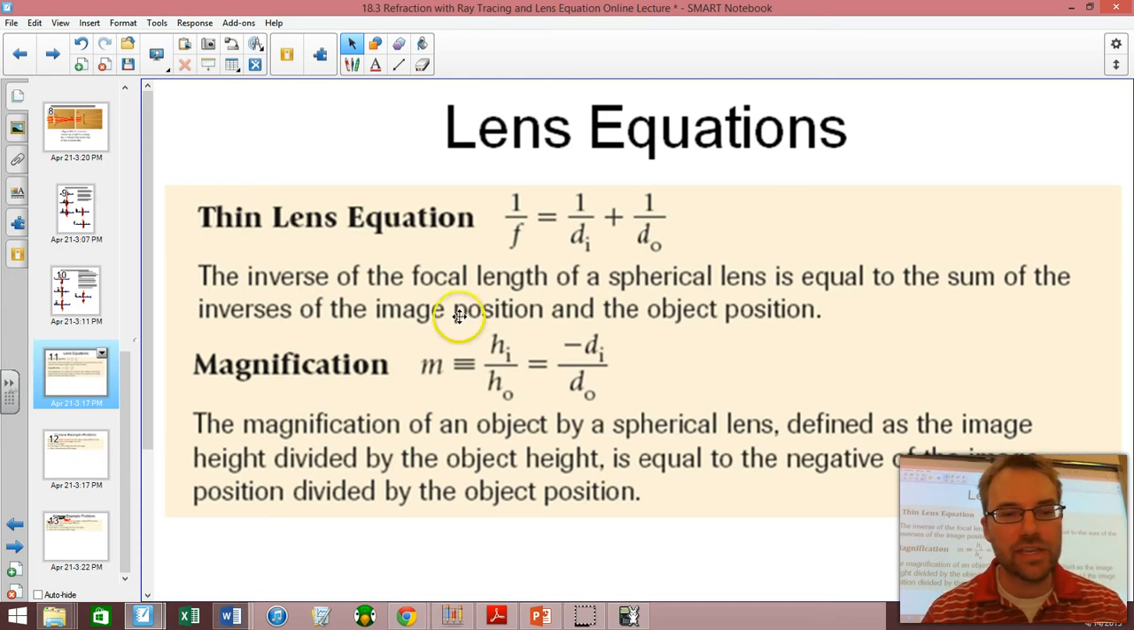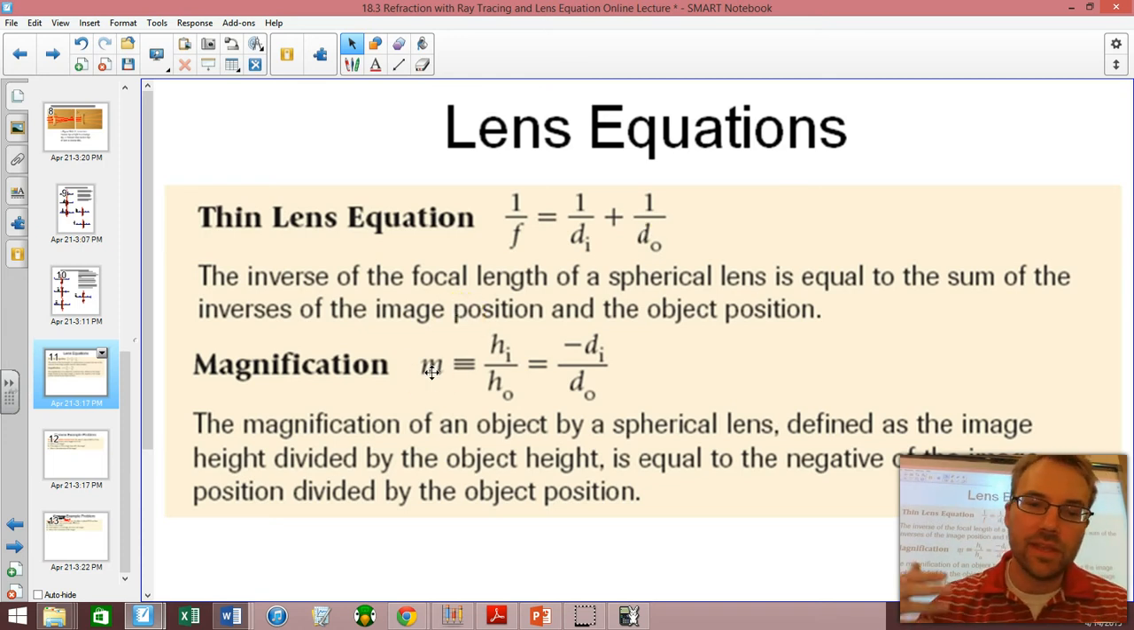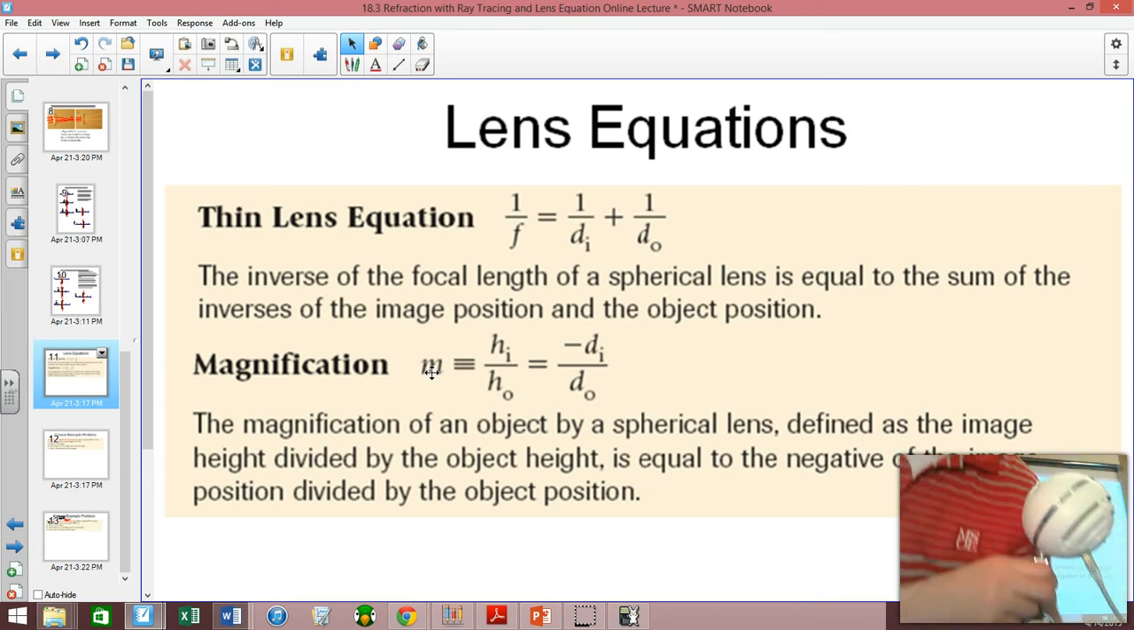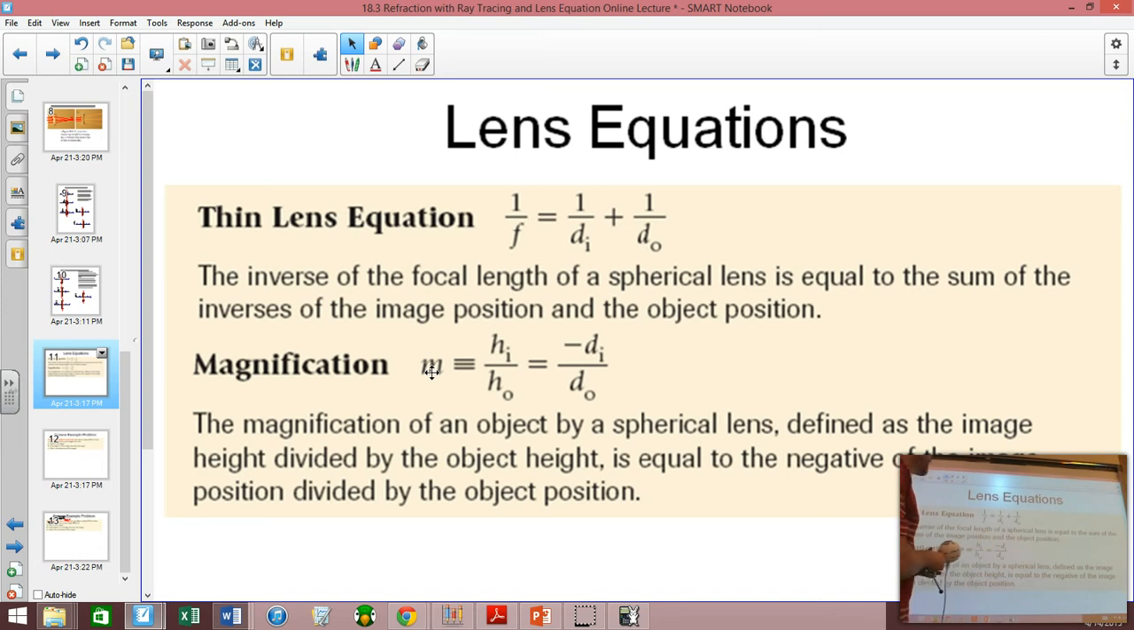And the same magnification equation. Magnification is height of your image divided by height of your object, which also equals the negative distance to your image divided by the distance to your object. And just like with our mirrors, you have to watch out for the focal lengths.